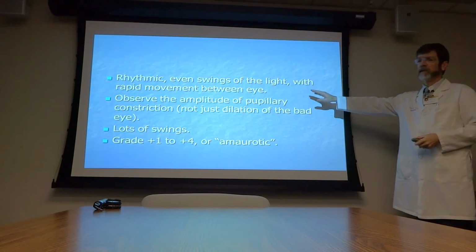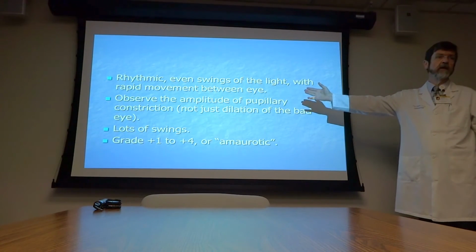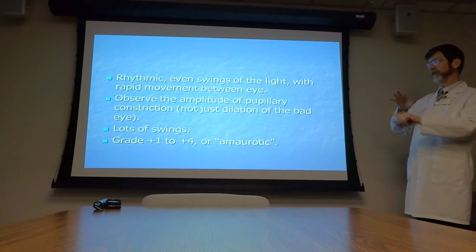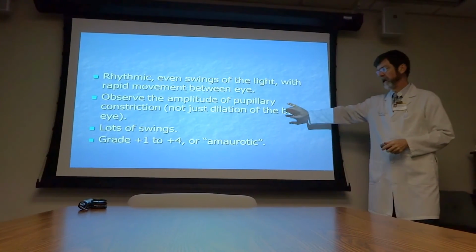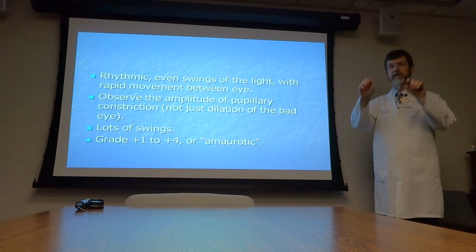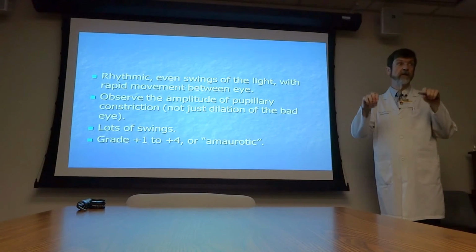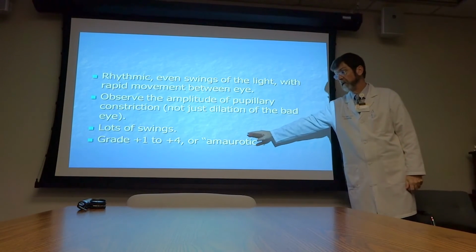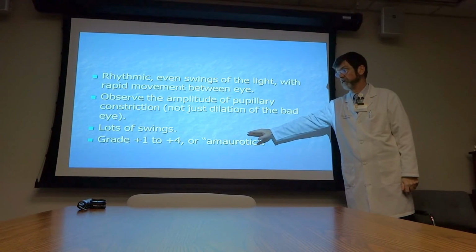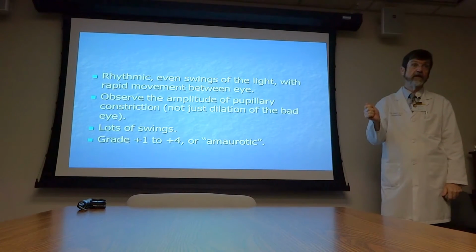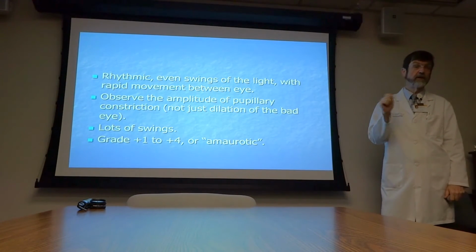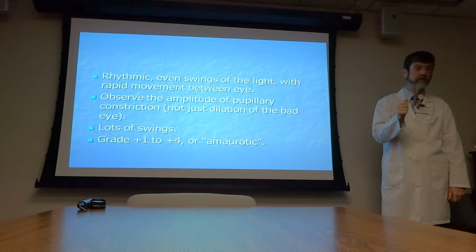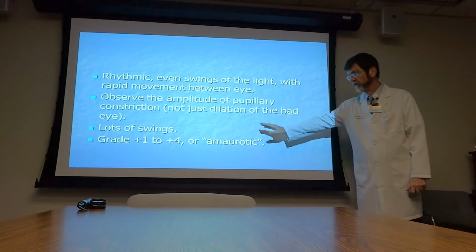Use rhythmic swings of the light, usually about 3 seconds. It has to be pretty brisk in order to get that off response to stack up on top of the on response. You're looking at the amplitude of the constriction, so it doesn't have to be bar and door before you call it. It can just be a difference in the constriction. And lots of swings, and this is where sometimes I don't do my job like I should. It really takes a bunch. You can't just decide in 2, especially if it's there. By a lot I mean like 10, if you're looking really carefully for it. And then you can grade it from 1 to 4.